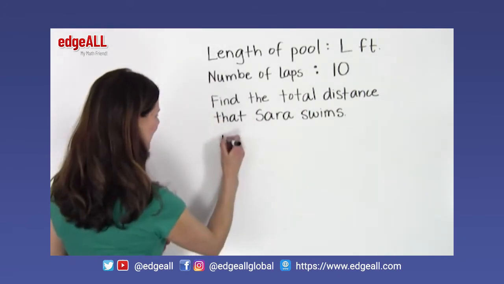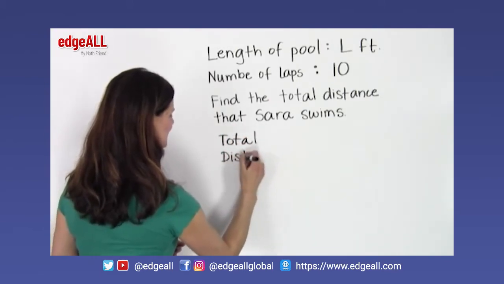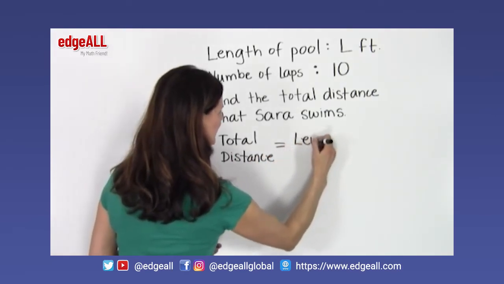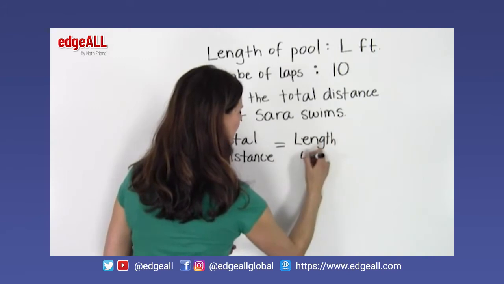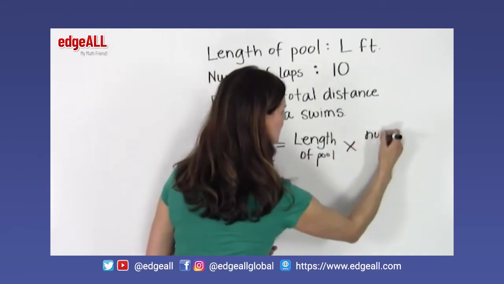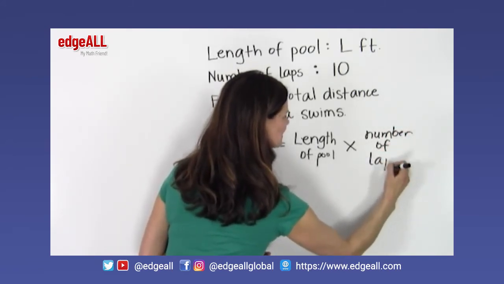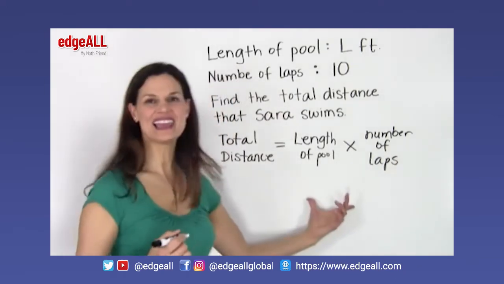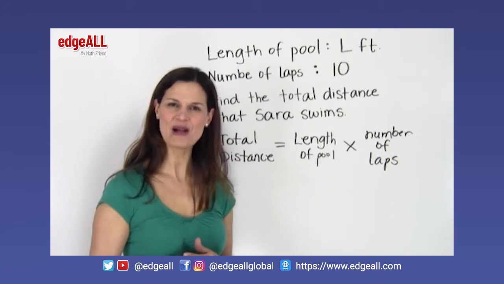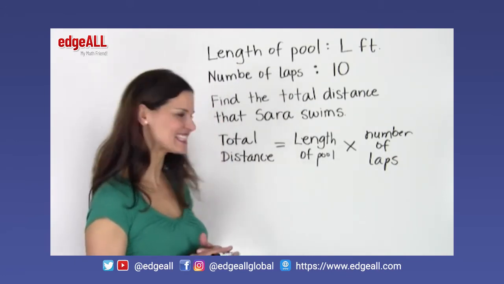So if we are looking at total distance that Sarah swims, it is going to equal the length of the pool times the number of laps. So let's plug into this equation the information that we have for this problem and see what our simple algebraic expression looks like in this case.